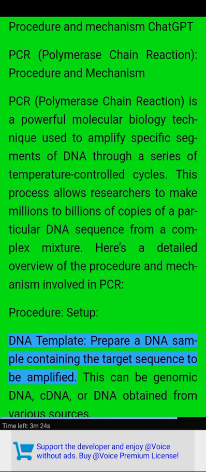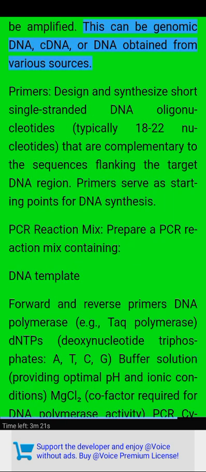Procedure. Setup. DNA template: prepare a DNA sample containing the target sequence to be amplified. This can be genomic DNA, cDNA, or DNA obtained from various sources. Primers: design and synthesize short single-stranded DNA oligonucleotides, typically 18 to 22 nucleotides, that are complementary to the sequences flanking the target DNA region. Primers serve as starting points for DNA synthesis.